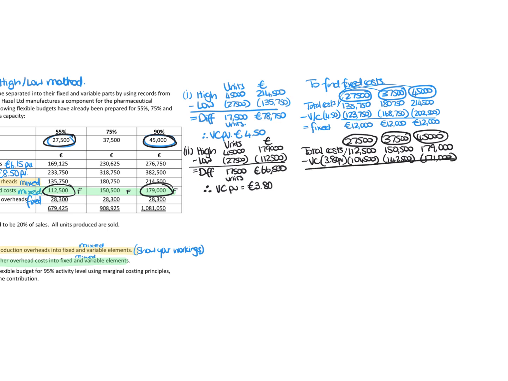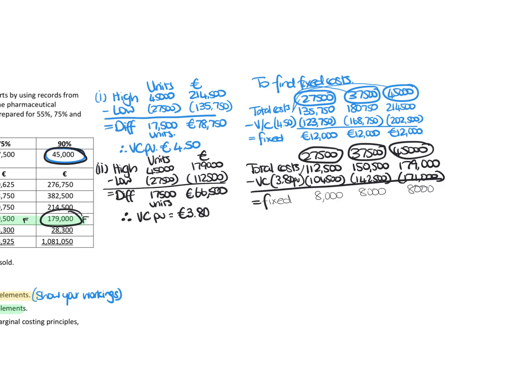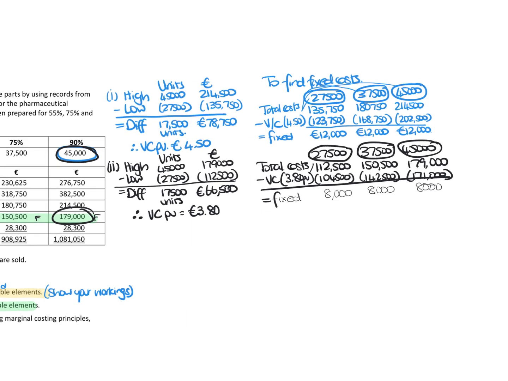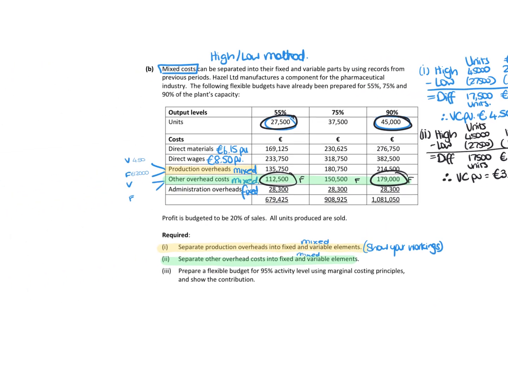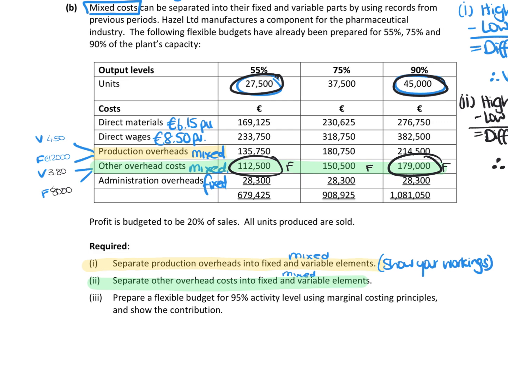If we take all of them away, we will find that will give us a fixed cost across the board of 8,000. Okay, so that is giving us variable cost per unit 3.80 and fixed 8,000. So variable 3.80 and fixed 8,000. So that is how we do that using the high-low method. Okay, so we've done part 1 and part 2 there.